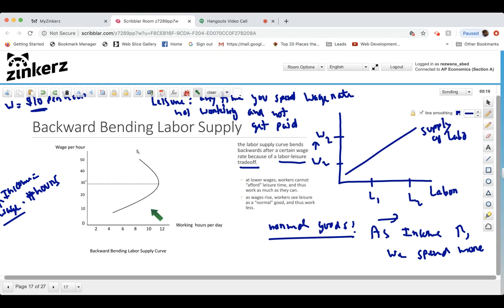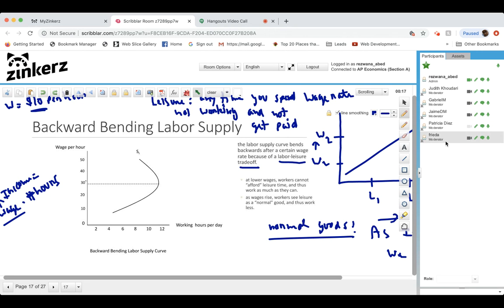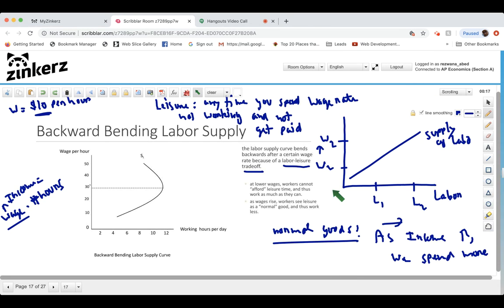In the bottom portion of this curve, which is still upward sloping, they still haven't achieved a target income, which is why it is more appealing for them to work more hours, because they're still trying to get to a target income. Does this make sense to you all? Anybody else have any questions?